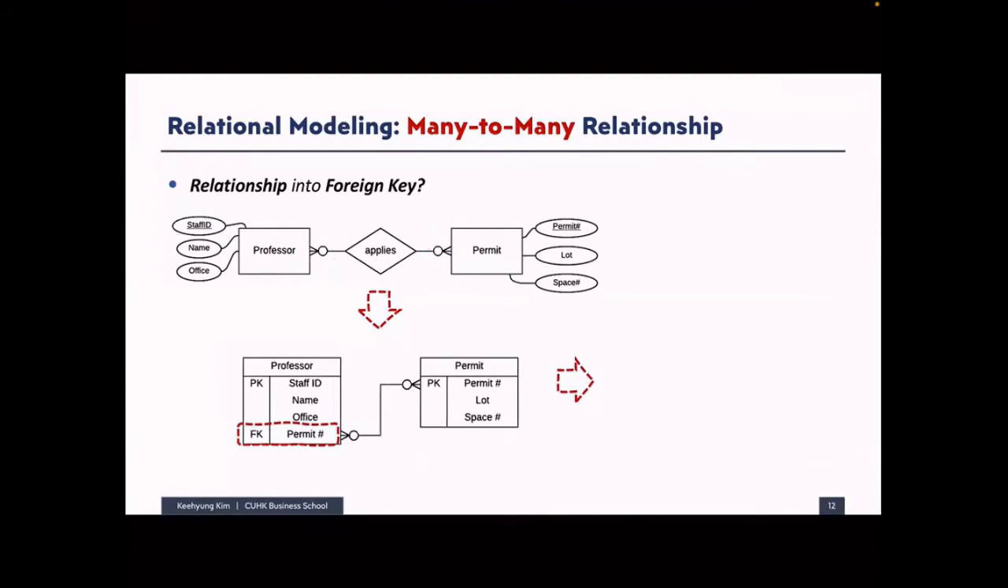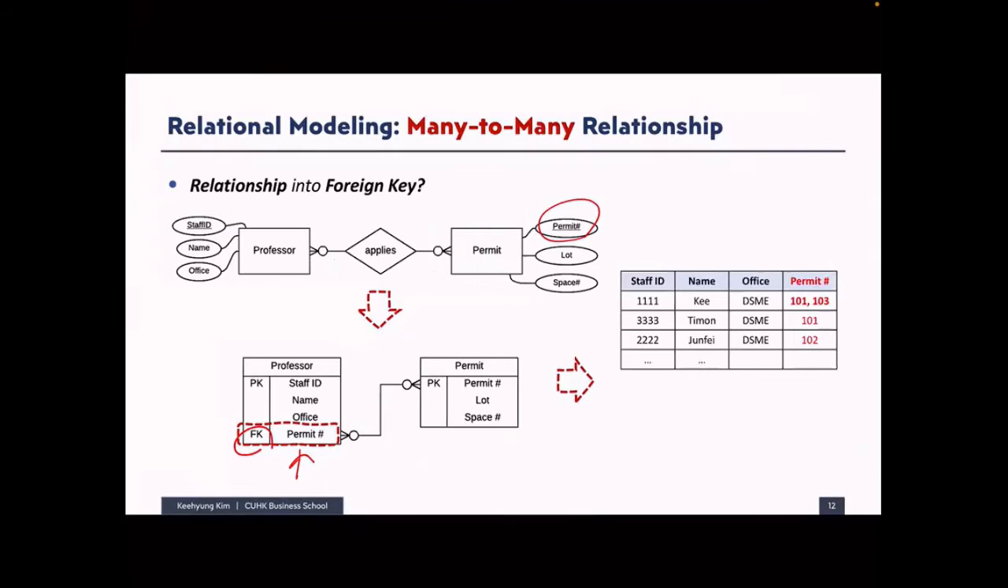Then how about if we do the other way? If we include the permit number, which is the primary key of a permit table, into the professor table as a foreign key, will this work? We have the same problem. So if we try to implement this in the database system, basically it will look like this. So the professor table will be implemented like this.